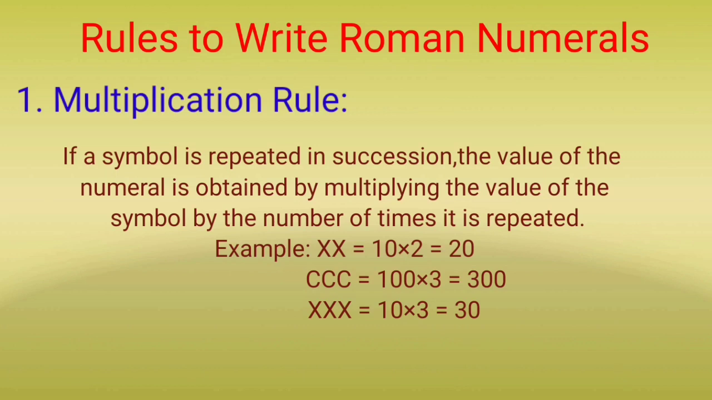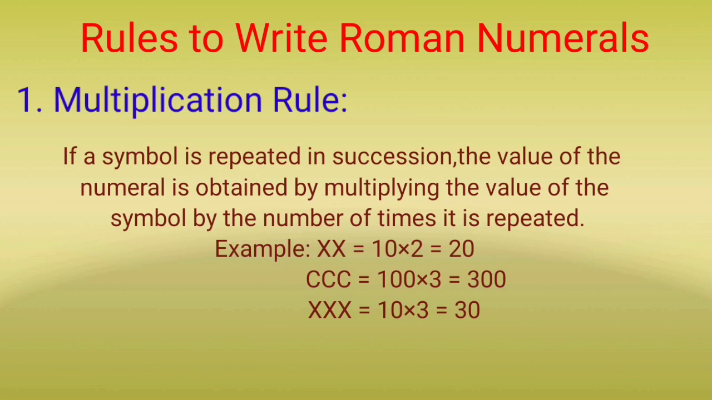XX. Here X is repeated 2 times and you know that X stands for 10. So if we want to find out the value of this number, see, X stands for 10. How many times is X there? 2 times. So we will multiply it by 2. That means XX stands for 20.